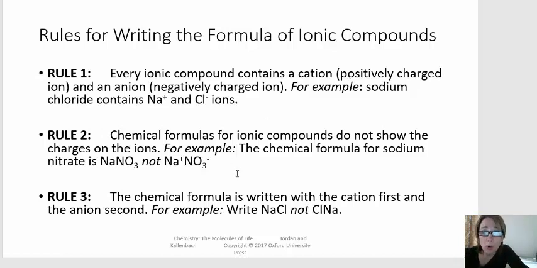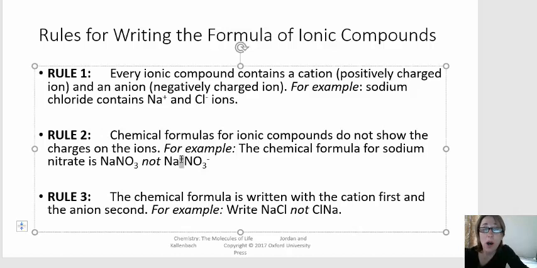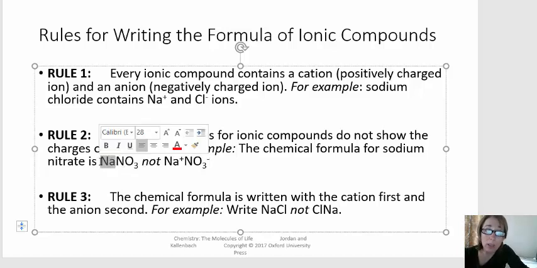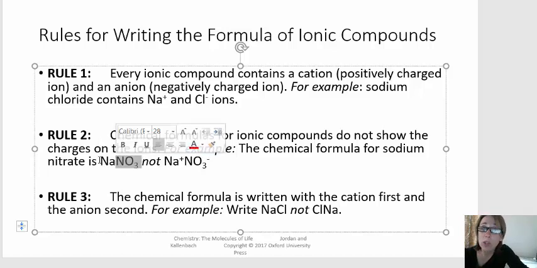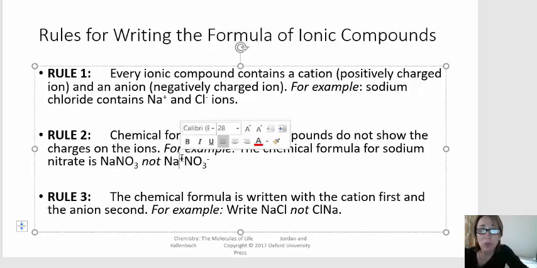When you write the chemical formula, you never ever show the charges of the individual ions, even though you use the charges to determine the formula. When you write the formula, you do not include the charges. So for example, the formula for sodium nitrate is capital N lowercase a, capital N, capital O subscript 3. The charges are nowhere to be seen. But we also see that it's a 1-to-1 ratio. There's one sodium and there's one nitrate because sodium is +1 and nitrate is -1.